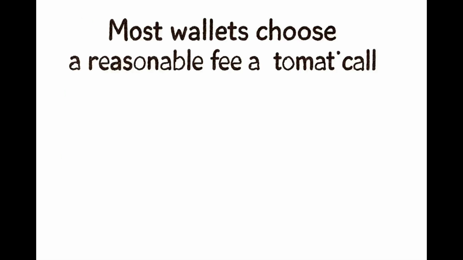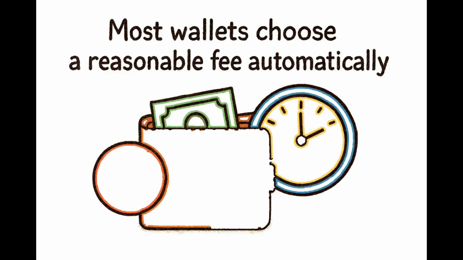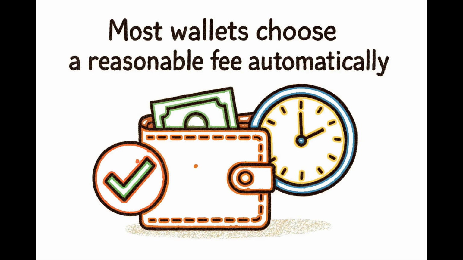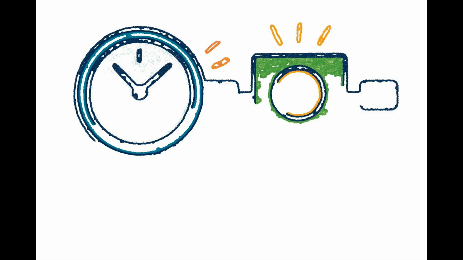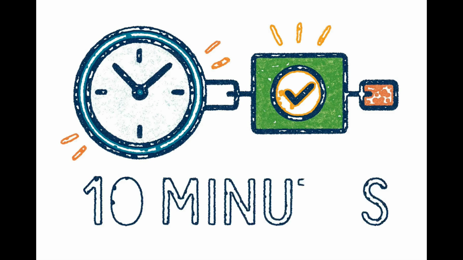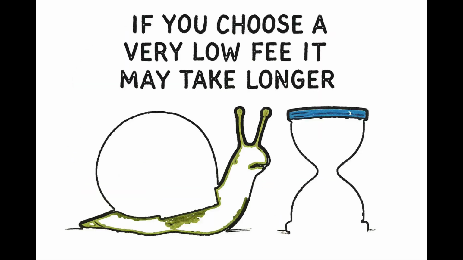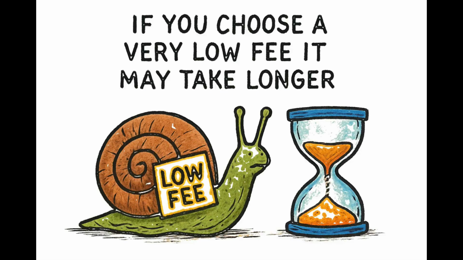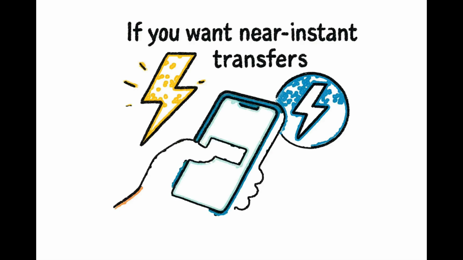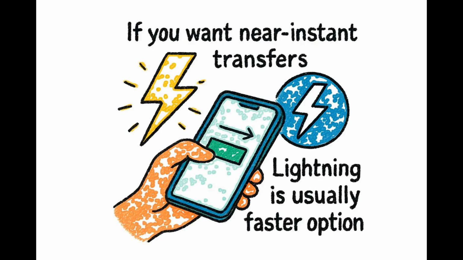Most wallets choose a reasonable fee automatically, so for a first send, you can usually trust the default. With a normal fee, most on-chain transactions confirm in about 10 minutes or less. If you choose a very low fee, it may take longer. If you want near-instant transfers, Lightning is usually the faster option.